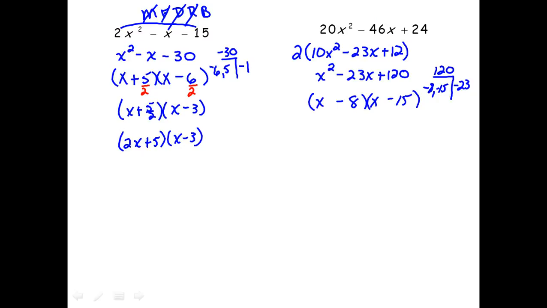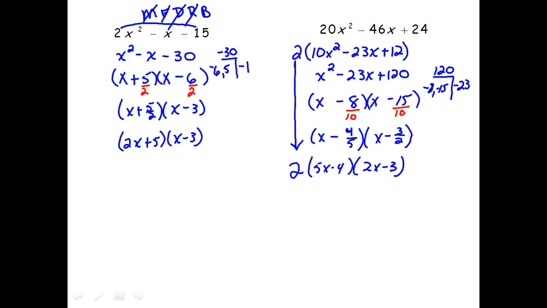Alright, so now we got to divide out the number that we multiplied in, which is 10, not 2, but 10. So now we're going to reduce. So we'll have x is equal to x minus 4/5, and x minus 3/2. And the last step, bottoms up. So we'll have 5x minus 4 and 2x minus 3. Thank you. See? Make sure you bring it down.